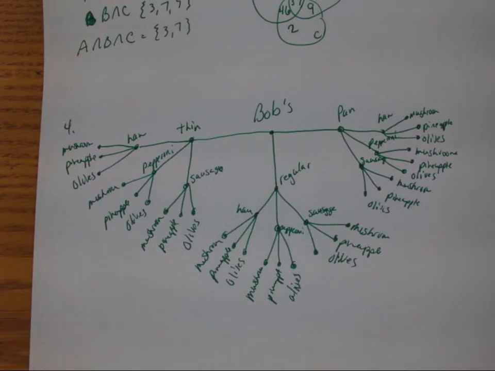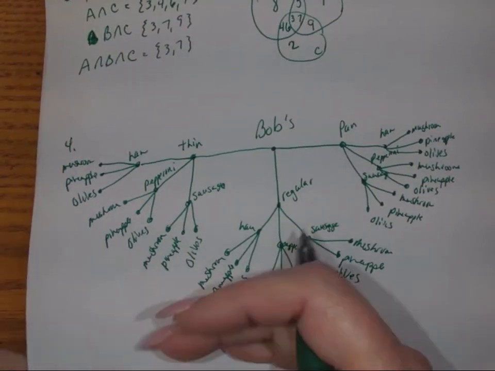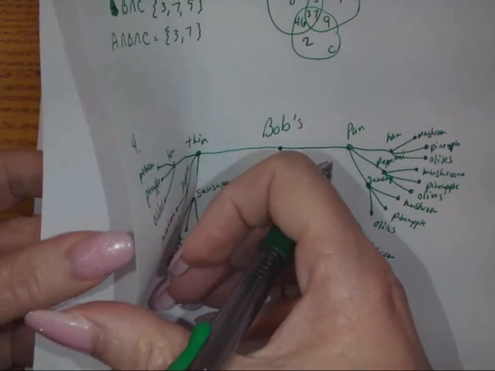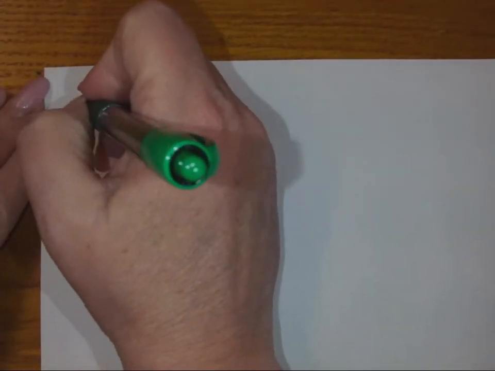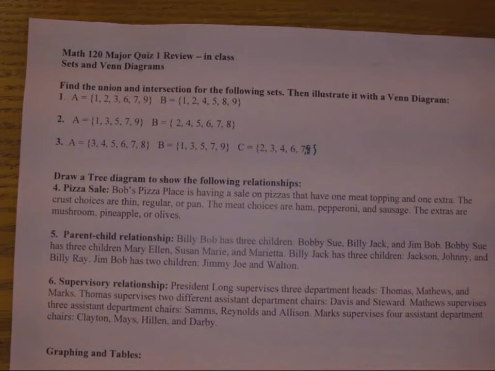Now there's another type of tree diagram that is a parent-child relationship. On this one, it's going to show kind of like a family tree. If you think about that, it's going to have the people, and it's going to show how the family is connected together. So this will be number 5. Billy Bob has 3 children. He has Bobby Sue, Billy Jack, and Jim Bob.